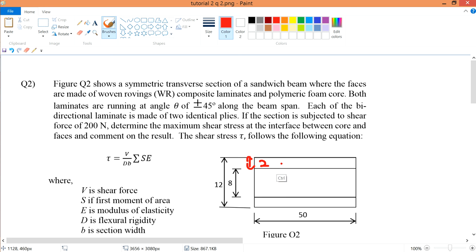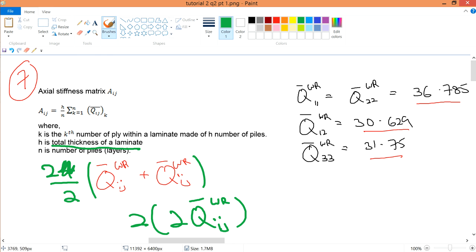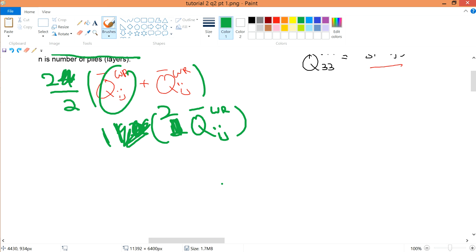I don't know whether it's 2 cm or whatever, but it's a unit of 2. So this is also a unit of 2, so take note of this careless mistake. But anyway, at least we know that we are there. So this 2 and this 2 will cancel each other, and we will have equals to 1. So we will have 2, because they are the same, so this thing plus this thing is equals to 2 times the Q̄ij, or of the woven roving.